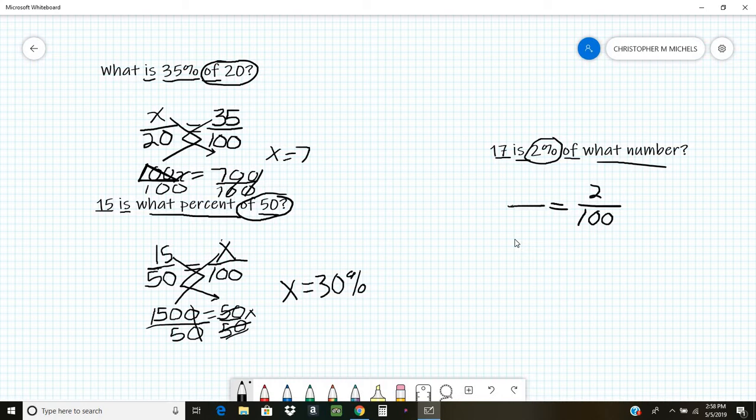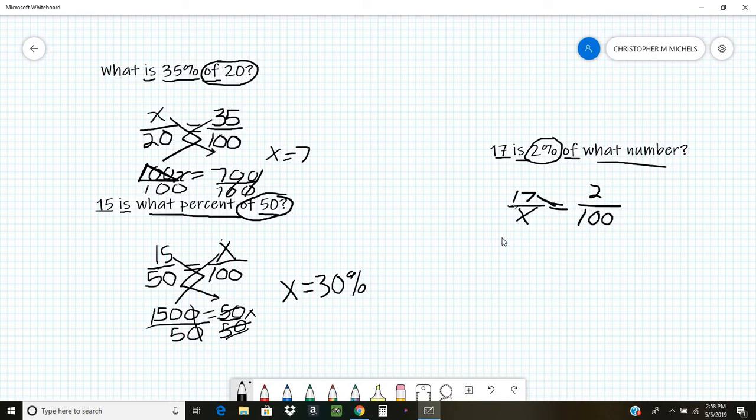So they said of what number? That implies the x is unknown. Now the 17 will go on top, because that's the part. One thing you've got to realize with these proportions, that's kind of why I like them, is the number you put here correlates to the percent it's across from. They said 17 is 2%, so 17 is across from the 2. And instead of being out of whatever base we're going to find, 2 is out of 100. Naturally 100 correlates with the base.